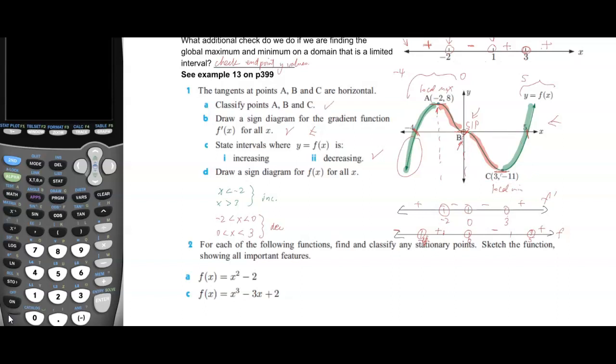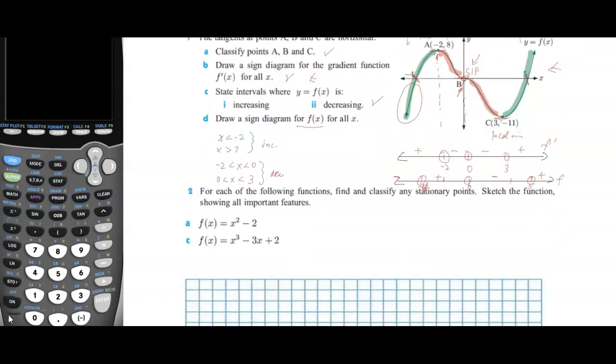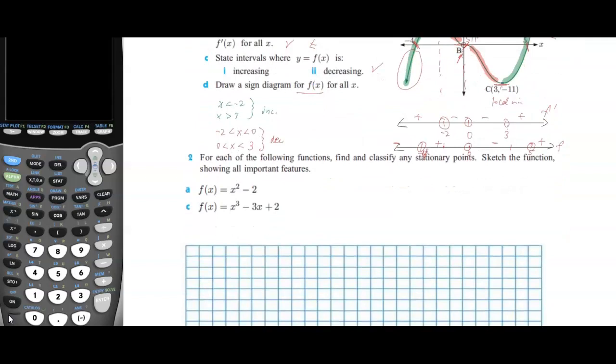Do you see what we're saying with the sign diagram for f of x? Okay, so it doesn't have anything to do with the derivative in this case. It has to do with when the function is above water, when the function is below water. Number 2, for each of the following functions, find and classify any stationary points. Sketch the function showing all the important features.